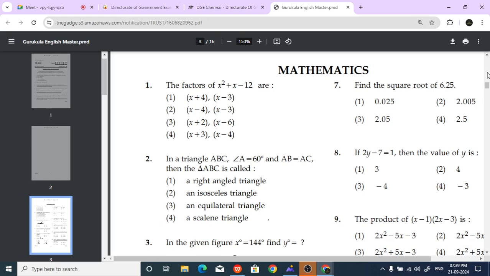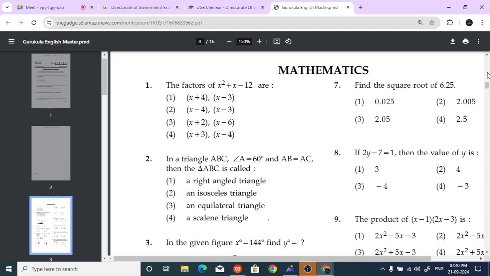So, what is the right option here? Is it 1, 2, 3 or 4? First option is the right answer. Very good. Okay. Are you with me? All of you, are you with me? Hello? Are you able to understand? Yes, sir. Okay. Second question. Can I read the second question?